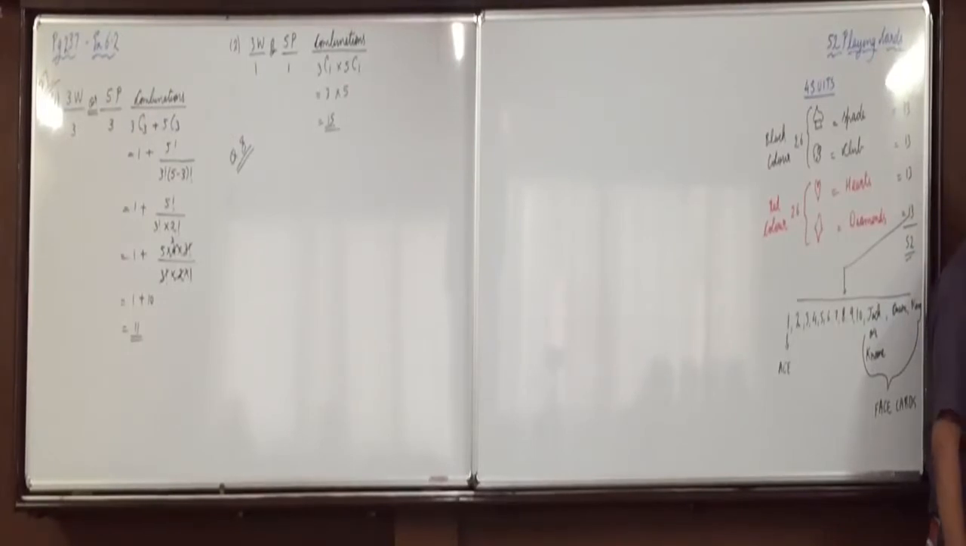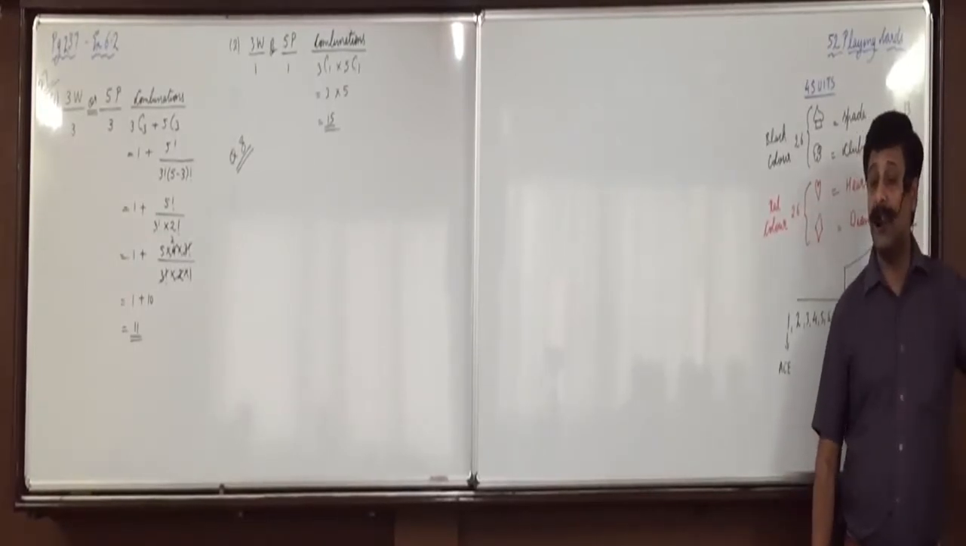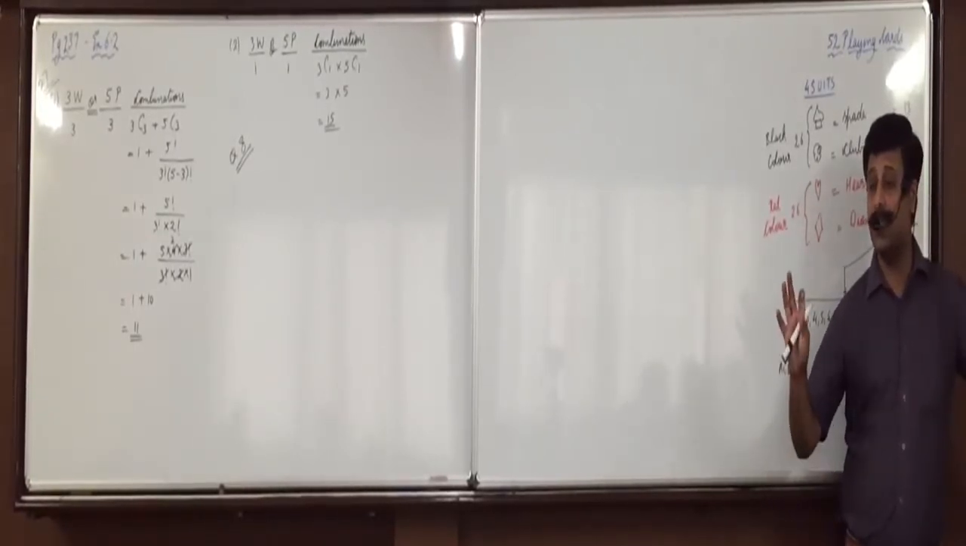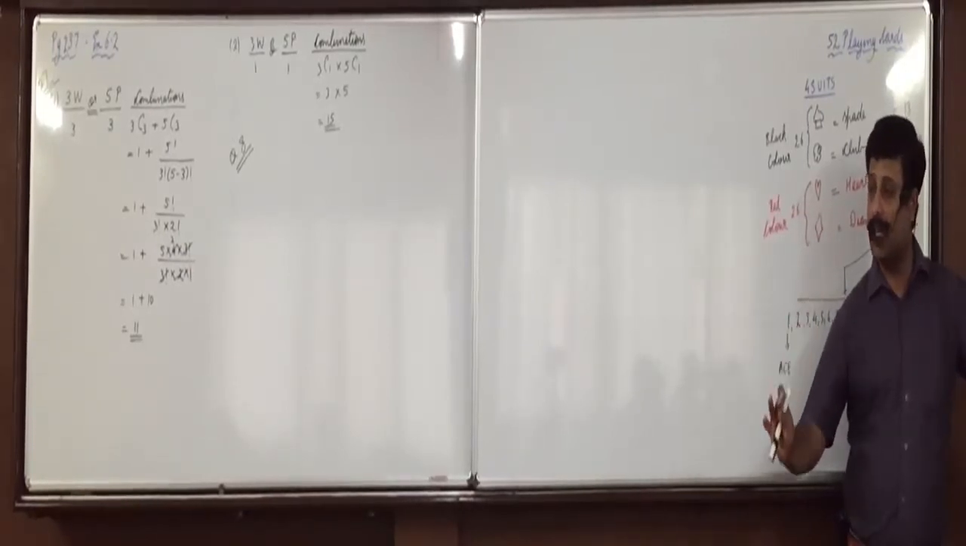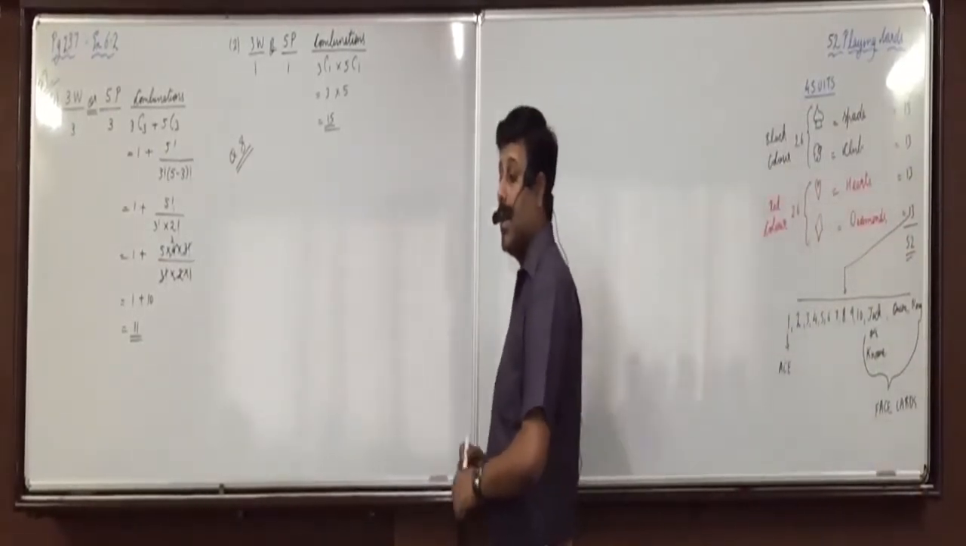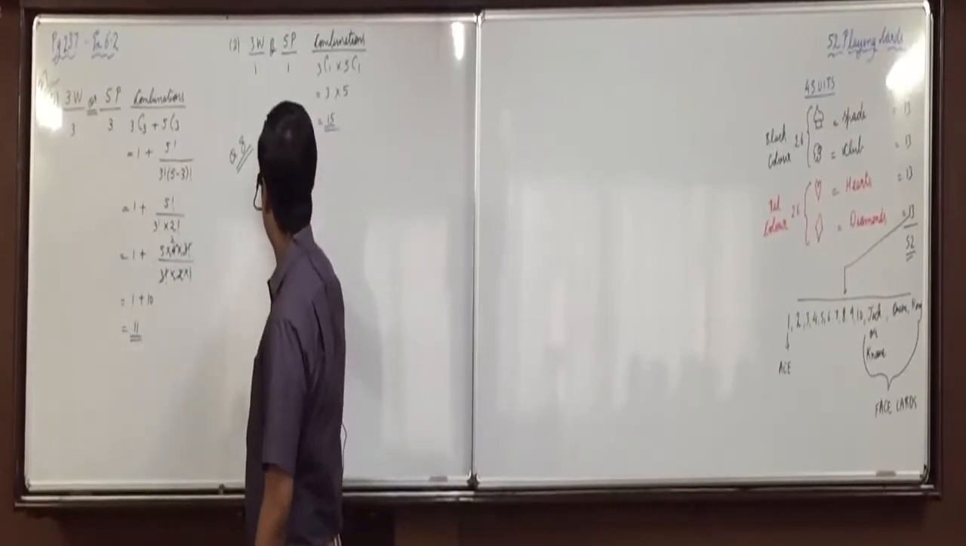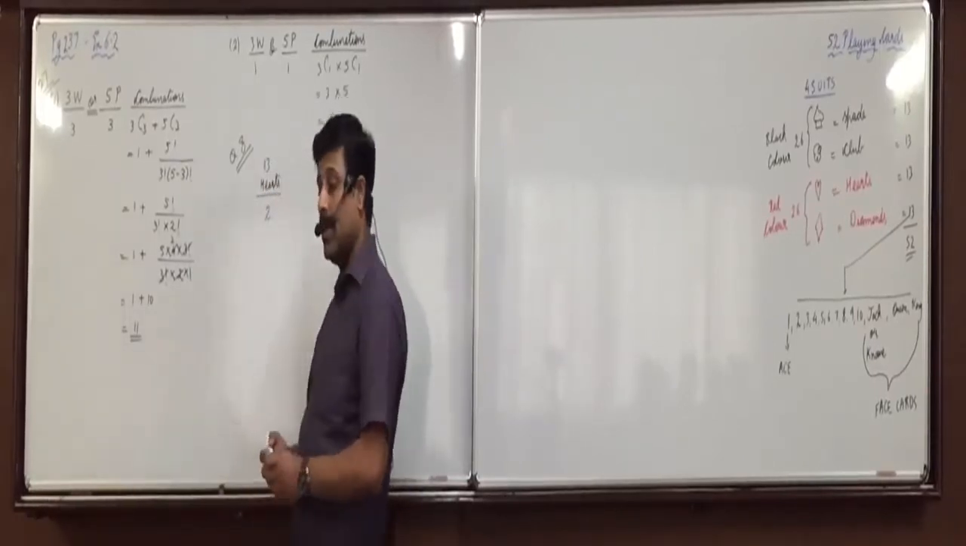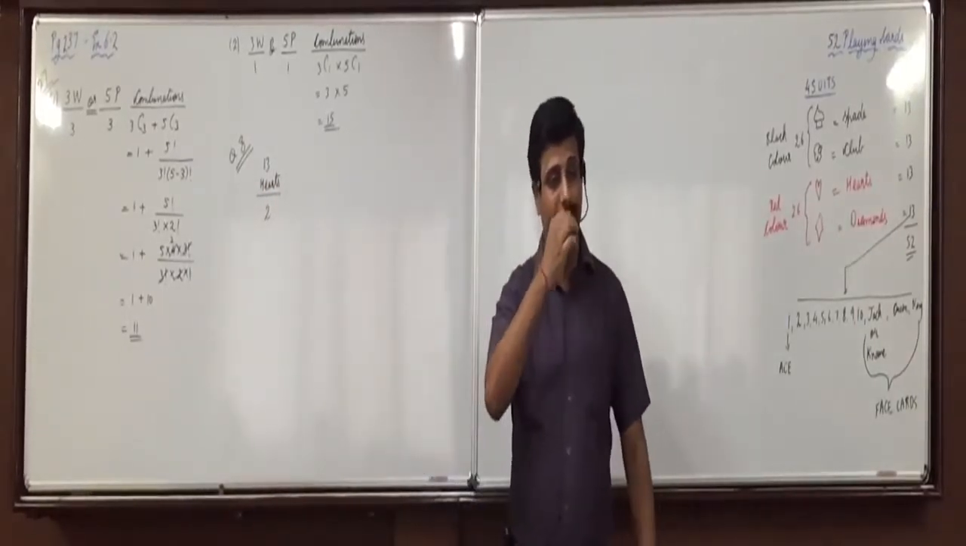Question number 8. 2 cards are randomly selected from a pack of 52 cards. Underline 2 selected. I told you how to differentiate in permutation and combination. Selection, invitation, committee. So 2 cards are randomly selected from a pack of 52 cards. In how many ways can 2 cards be selected such that both are of hearts? How many hearts are there? 13 hearts are there and both should be of hearts. So how can we select it? 13. Did everyone understand this?